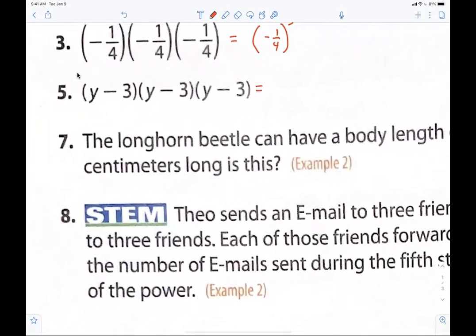y minus 3 to the 3rd power. Yes, y minus 3 to the 3rd power. Notice this right here is a whole quantity. There are 3 of these. That's why we write it as y minus 3 to the 3rd. That's the only possibility right there. That has to be the way you write it.